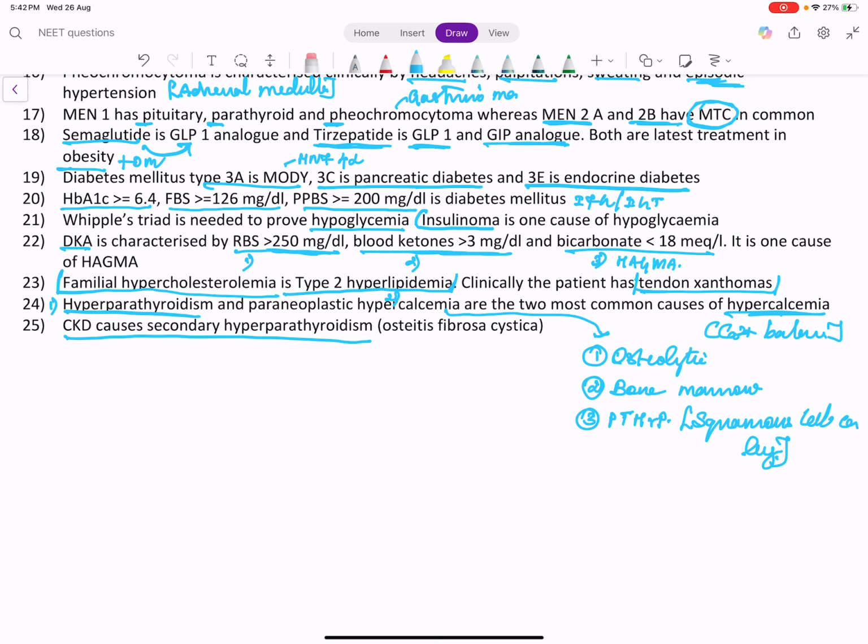Secondary hyperparathyroidism is, in CKD what happens is phosphate will be high because phosphate is not excreted. High phosphate is the main stimulus for parathyroid secretion rather than low calcium. So this high phosphate stimulates parathyroid hormone secretion from the gland. This is called secondary hyperparathyroidism. When hyperparathyroidism occurs, it draws the calcium from the bone into the blood. So the bones become thin, fibrotic, and painful. That is called osteitis fibrosa cystica.